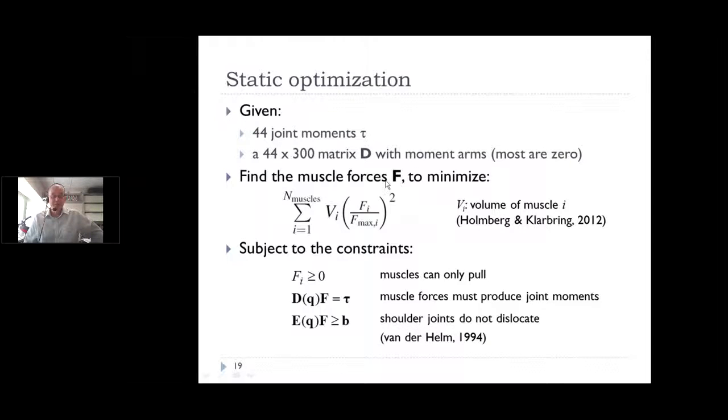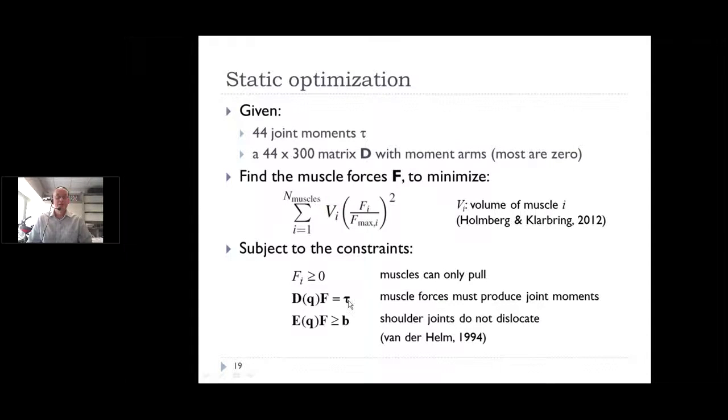Then the static optimization problem is to find the muscle forces that minimize this particular cost function. We take the sum of the squares of the relative muscle forces. Each muscle force is divided by the maximum strength of that muscle, multiplied by the volume, and then added up over all muscles. And that accomplishes the load sharing. Then we have constraints. Each muscle force has to be positive because muscles can only pull, they can't push. And then if we multiply the muscle forces by the moment arms and add them up, they have to produce the joint moments that we already know.